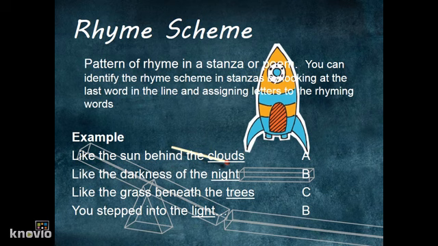You stepped into the light. Now this does rhyme with one, it rhymes with the second line. So night and light rhyme, so we put the letter B again to symbolize that rhyme scheme.